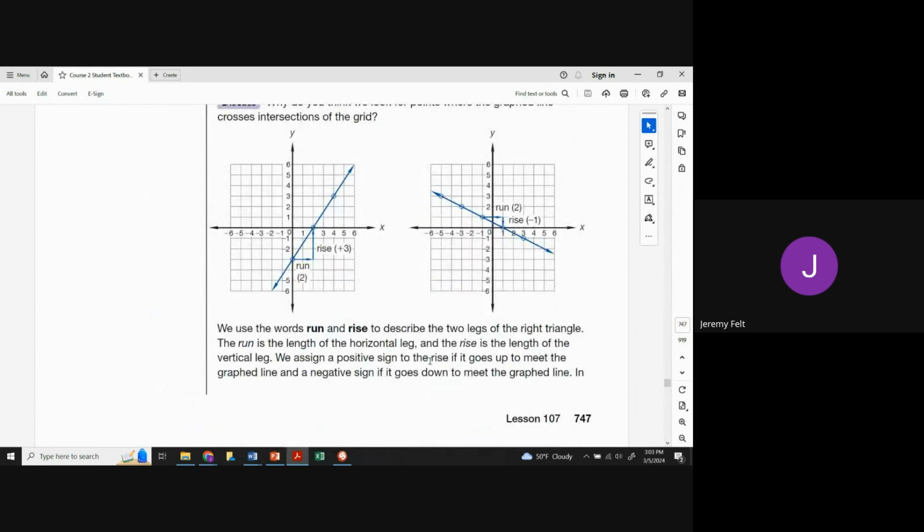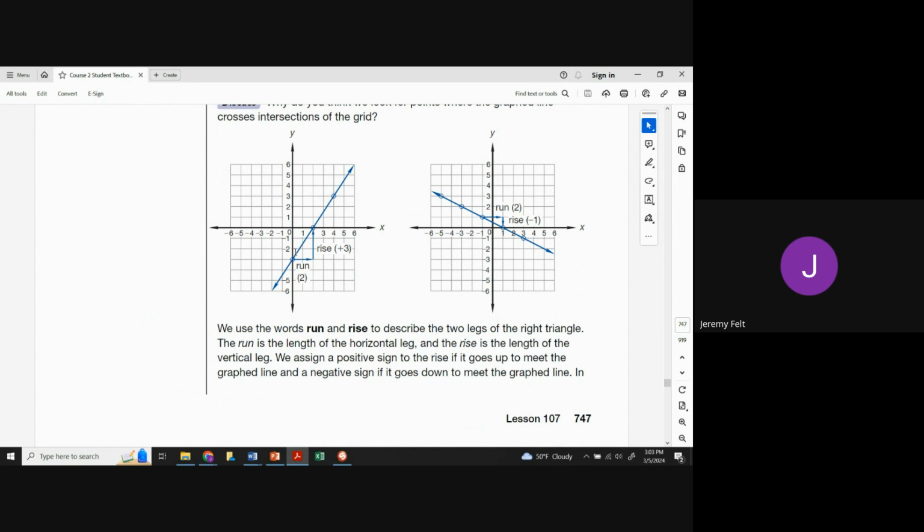Okay, this is where it talks about the rise over run. Again, rise, whether we're going up or down, so the vertical movement, and then the run is the horizontal right or left movement that we have. So if we're moving left, negative. If we're moving right, it's positive. If we're moving up, our rise is positive. If we're moving down, it's negative.